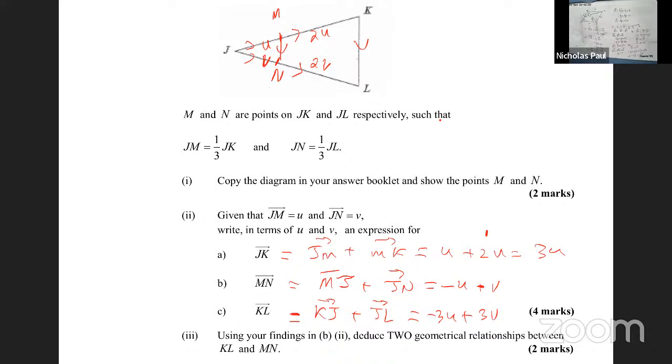So what we can see about KL and MN is that they are parallel, because if you multiply MN by 3, you'll get KL. What else can you see about the two of them? One, you can see they are parallel because they are multiples of each other, and two, you can see that KL is 3 times MN. That's all you can really see. With collinear we could add them, but anyway, we can't really add them.